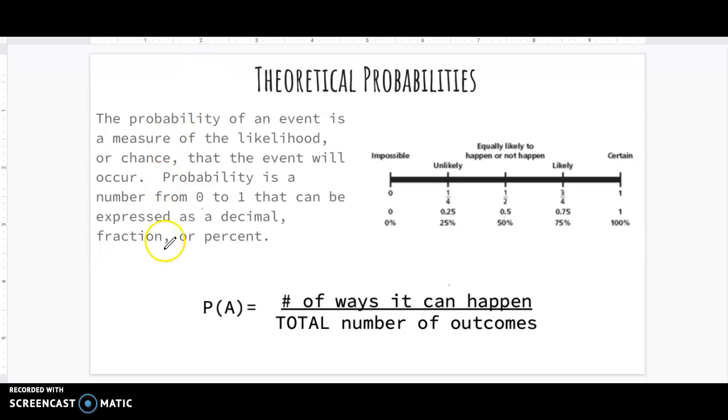So the way we write our probability, we use function notation, P of A, and the way we calculate it is we take the number of ways that the event can happen, the number of ways that we have a successful event in our sample space, divided by the total number of outcomes in our sample space.